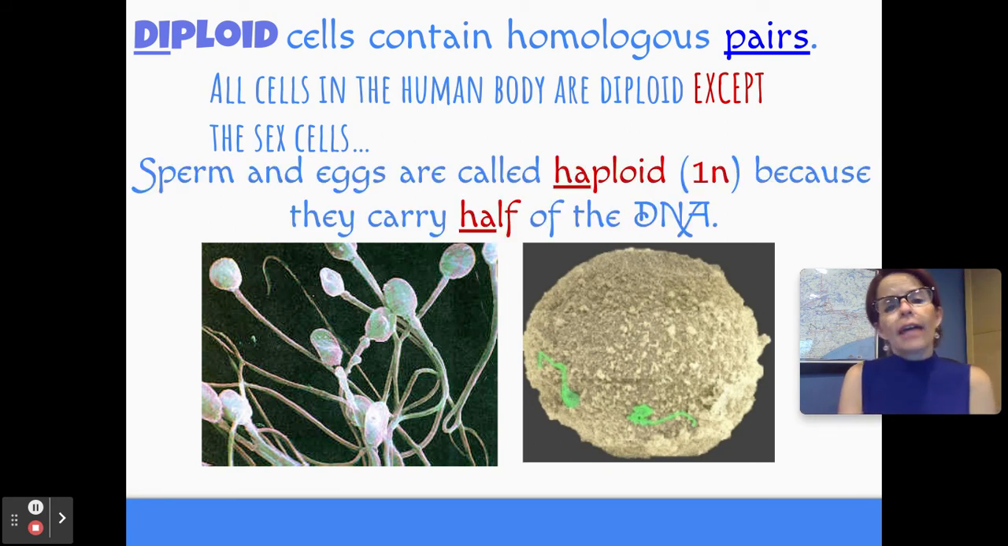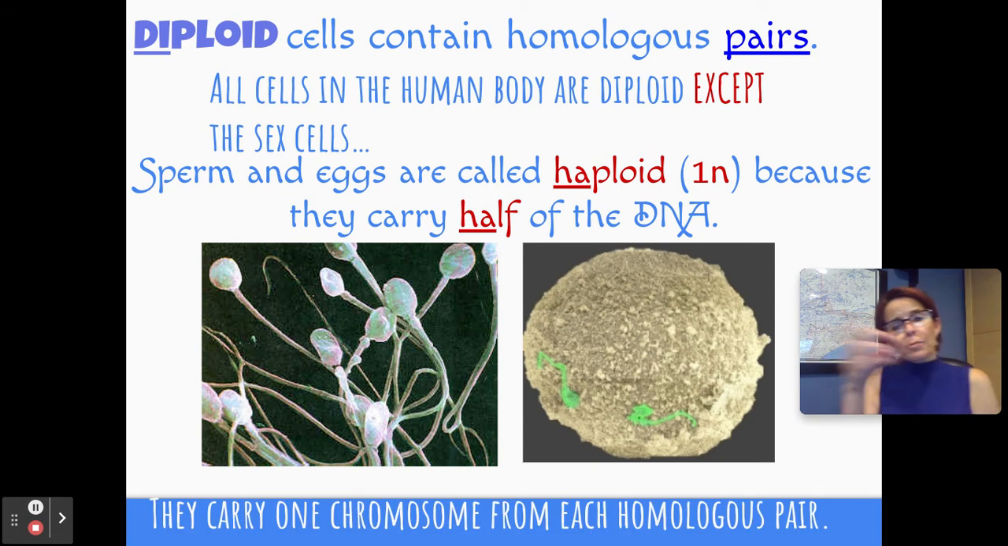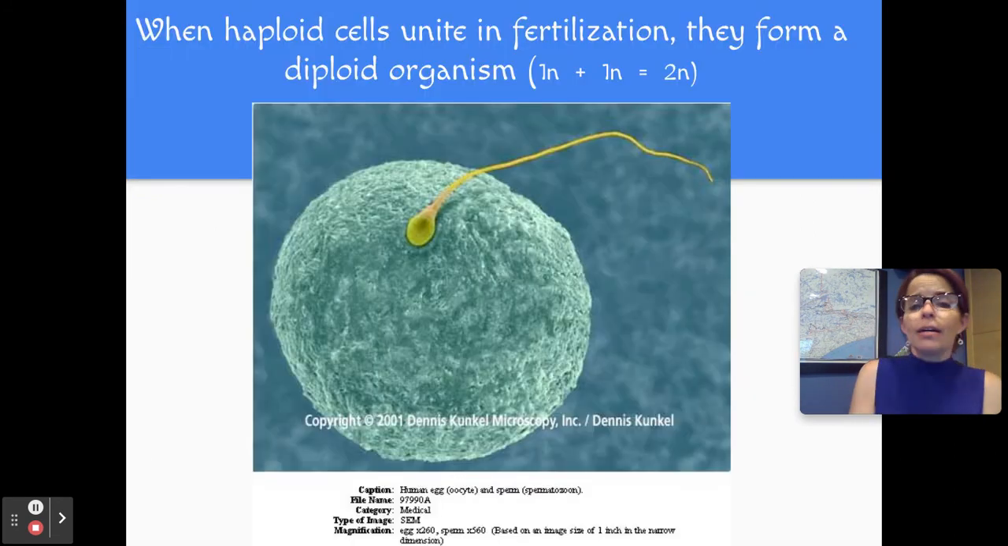The only exception to that are the sex cells. Sperm and egg cells have a different name. They're called haploid, and I always emphasize the sound because they carry half the DNA. It helps my students remember. So diploid cells have pairs of chromosomes, 23 from each parent, whereas the sperm and egg only have half the DNA, so they get 23 chromosomes total, so they're haploid. Then when the sperm and the egg come together, they create a baby that is diploid. If you get half the DNA from one parent and half from another, and they come together, you have a diploid organism.